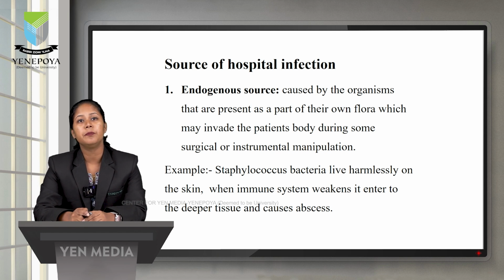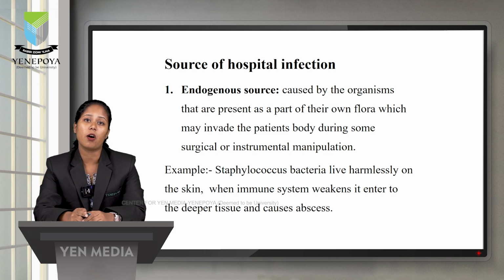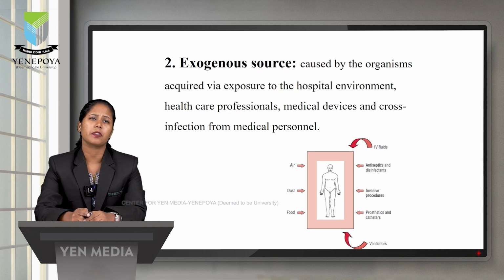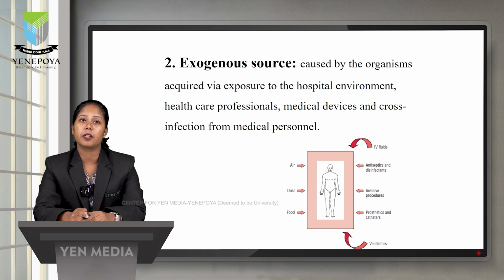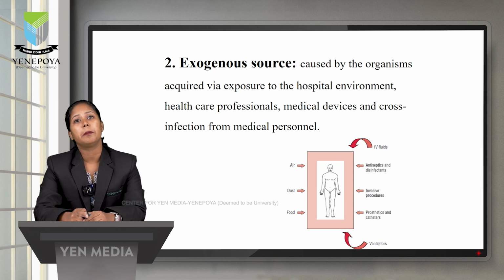Example, Staphylococcus bacteria live harmlessly on the skin. When the immune system weakens, it enters the deeper tissue and can cause an abscess. This is an example of an endogenous source. Second one is exogenous source. This type of infection is caused by microorganisms acquired via exposure to the hospital environment, healthcare professionals, medical devices, and cross-infection from medical personnel.